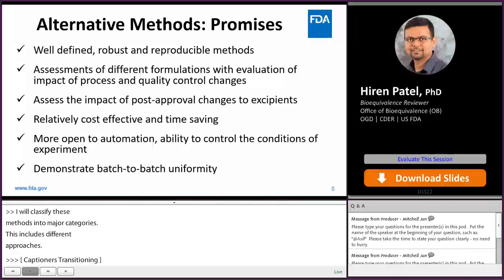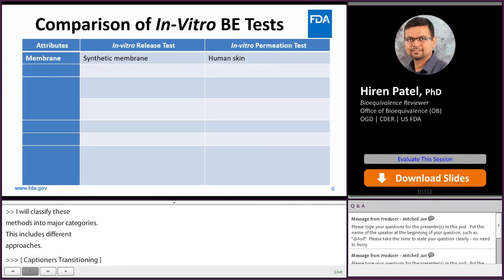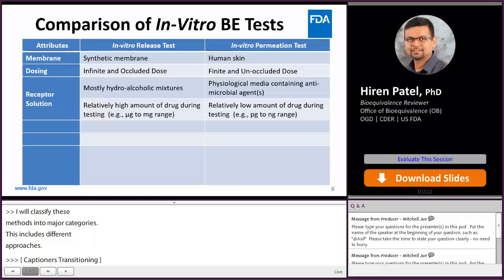Now let's have a closer look at the comparative parameters of IVRT and IVPT. For IVRT, the study is conducted using synthetic membrane, compared to IVPT, in which human skin is used. For IVRT, the dose is mostly infinite and occluded, whereas the dose is finite and unoccluded for IVPT. Mostly, hydroalcoholic mixtures are used as receptor solution in IVRT, where the released drug amount is in the microgram to milligram range, compared to IVPT, where physiological media with antimicrobial agents are commonly used as receptor solution and the permeated amount is in the picogram to nanogram range.